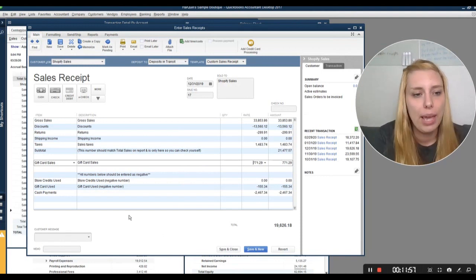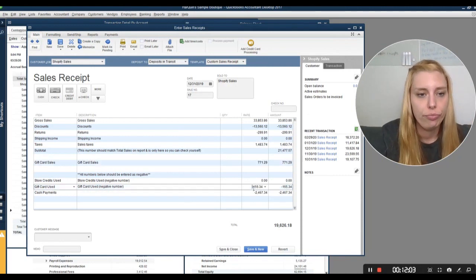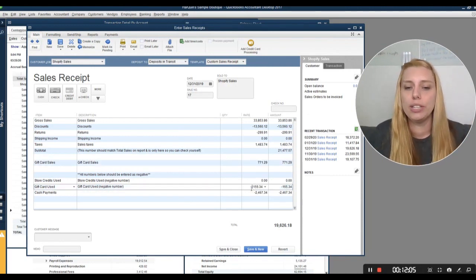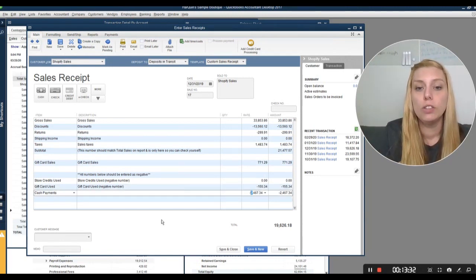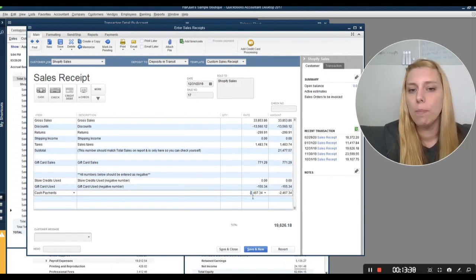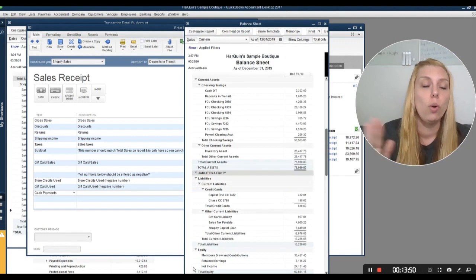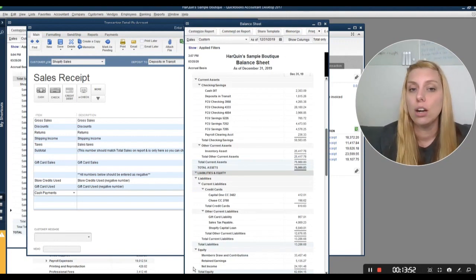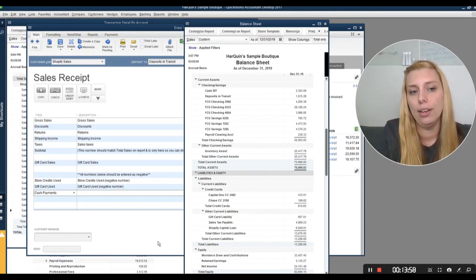Okay, so the next lines are all negatives: store credits used and gift cards used. Anytime someone redeems a gift card, we want to lower the liability, and this is how it's done. Okay, so this line is for cash. And the reason why we have to separate cash is because most small business owners don't deposit all cash. I recommend you do. I really want you to, because when we see people get audited by the IRS, they chase the cash. I'm going to do a whole other video on that later about depositing all cash. So we have to separate that out and say, okay, you collected X amount of dollars in cash.